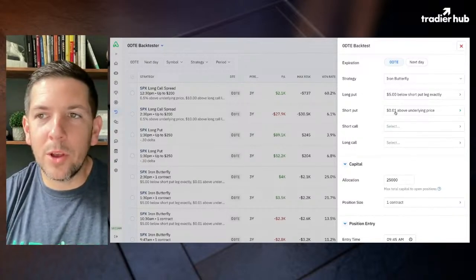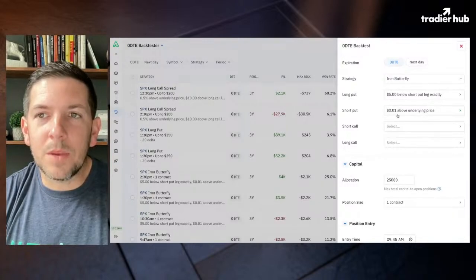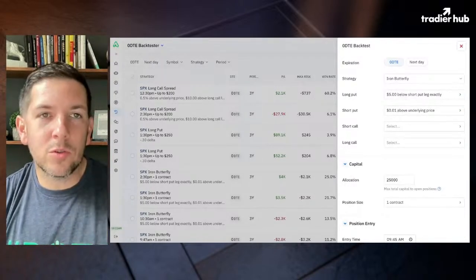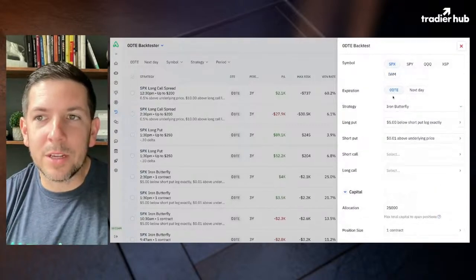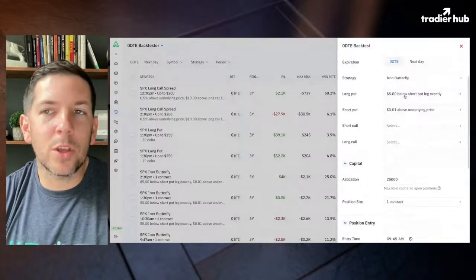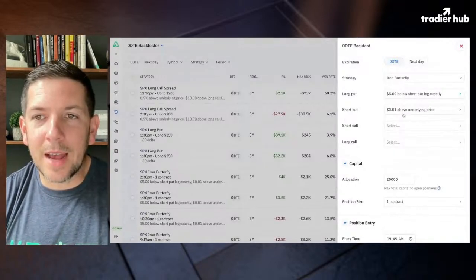So a penny above or below where the underlying price is. Whatever that one is, we want the long put to be $5 below the short put leg. Now, because it's SPX, there's only $5 increments anyway. So that's the minimum that we can go. We can go $10 or $15, but it's going to be that, and we want to do it exactly.